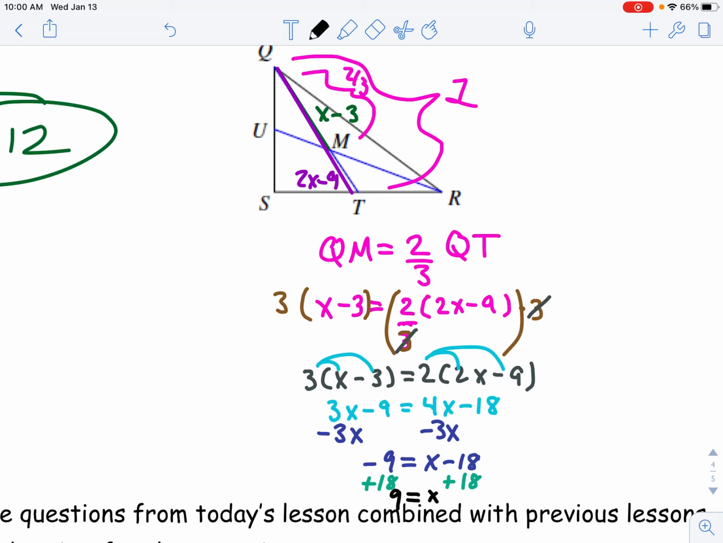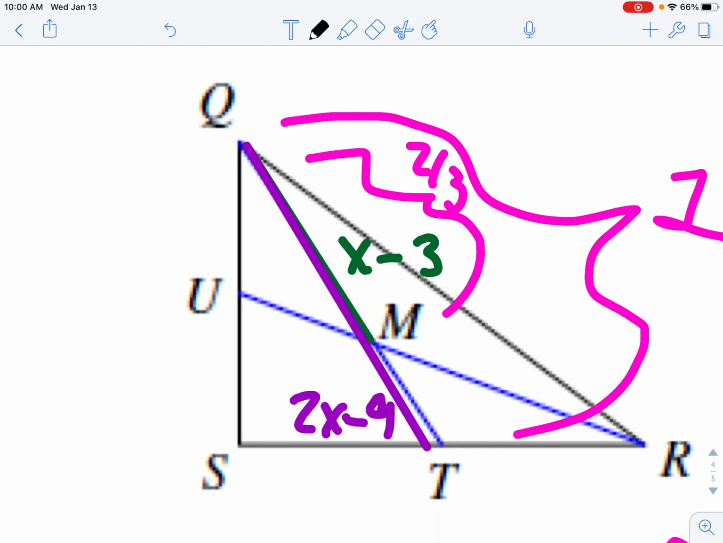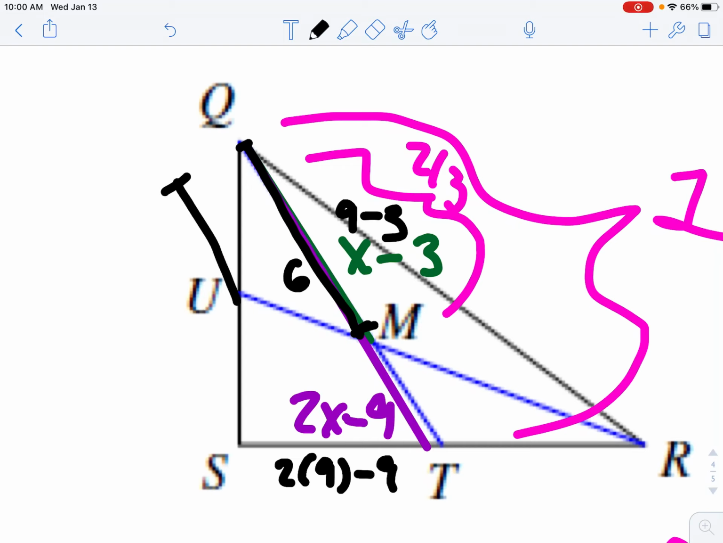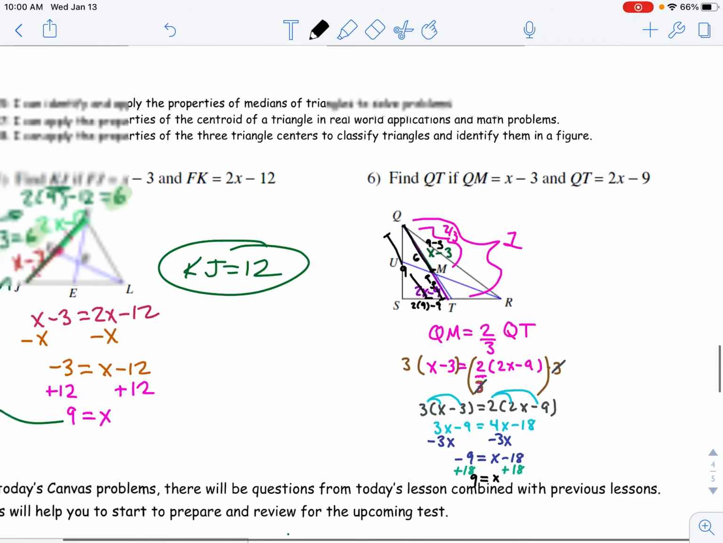And just for fun, if we plug this in, 9 equals x, we're going to get 9 minus 3 right here. So this here to here is 6. If I plug in 9 right here, I'm going to get 2 times 9 minus 9, that means the whole thing is 9, because 2 times 9 minus 9 is 9. And that also makes sense because this is 3 and it fits all the ratios we've had all along.